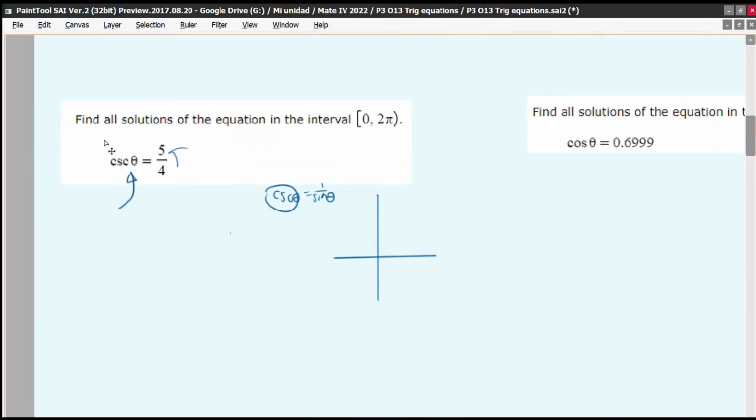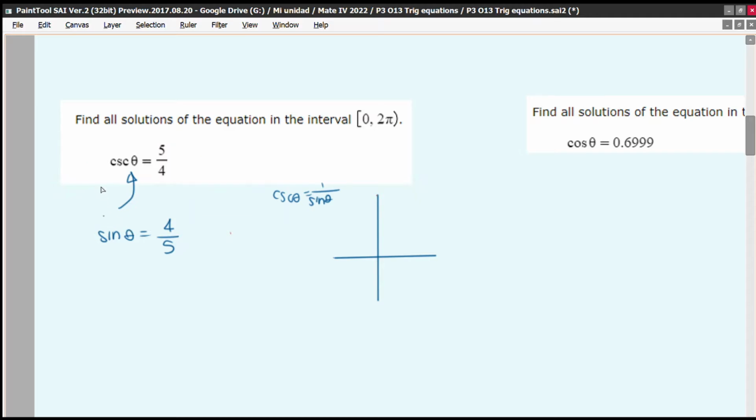So with that in mind, this equation is the exact same thing as sine of theta equals 4/5. So again, if you have a reciprocal function, flip your entire equation so you end up with one of the pretty functions that we know, okay?